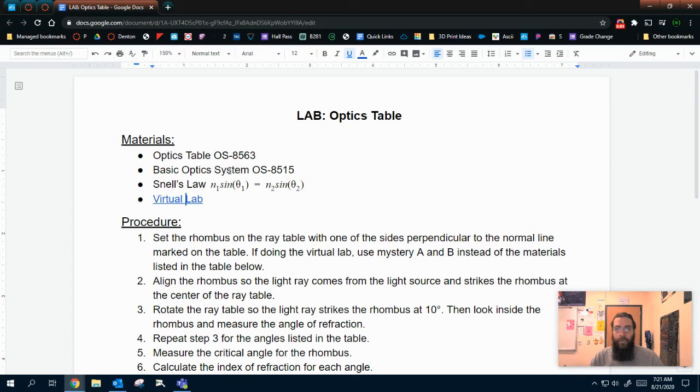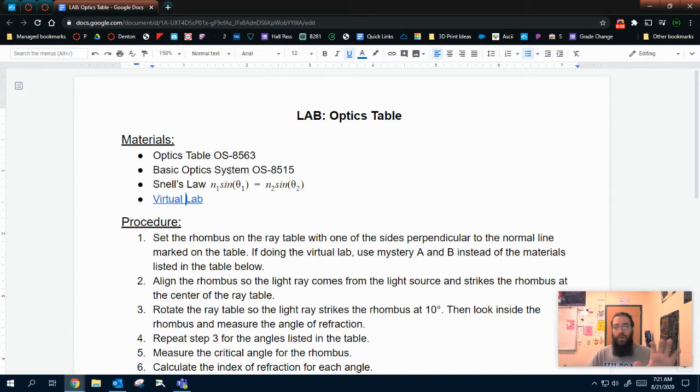Today in the physics lab, we're going to be looking at the lab for the optics table. Now for this lab, you'll notice I have it pulled up on the screen. For the virtual lab, the main difference is we're going to be using mystery materials A and B, which you will find in the virtual lab.